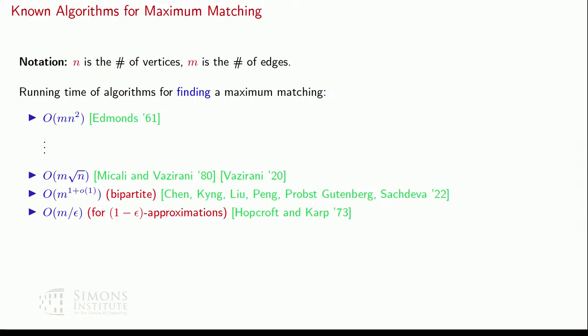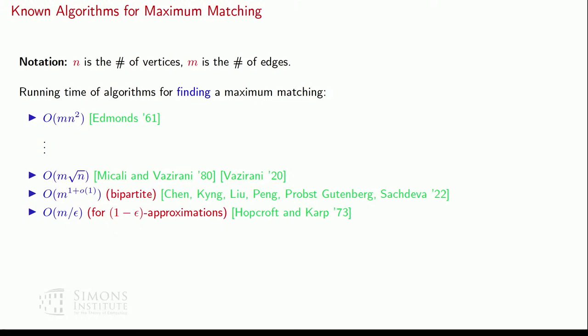There have been a lot of subsequent works. Here's what we know. This is basically the state of the art. For general graphs, an algorithm of Micali and Vazirani from the 1980s obtains an m times root n time algorithm, which remains the state of the art for general graphs. For bipartite graphs, finally, after a long line of work, last year we got an almost linear time algorithm by Chen et al. for the case where the graph is bipartite.